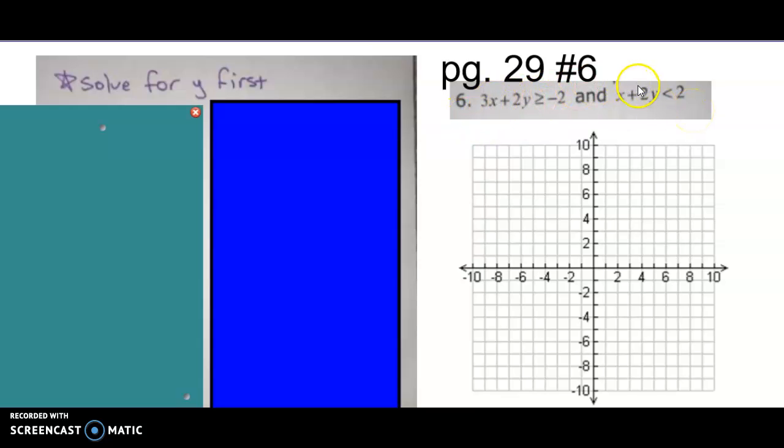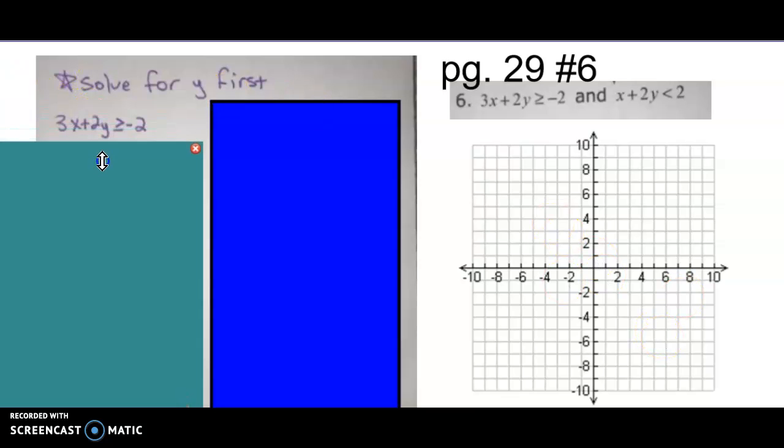So it is review, but I want to remind you how to graph inequalities as well. The easiest way to graph inequalities is to always solve for y right away. So I'm going to solve for y for this one first, and then talk to you about how to graph this on the coordinate plane.